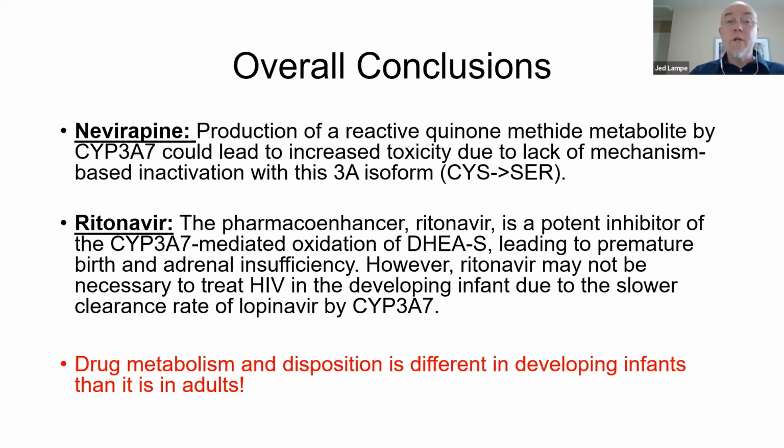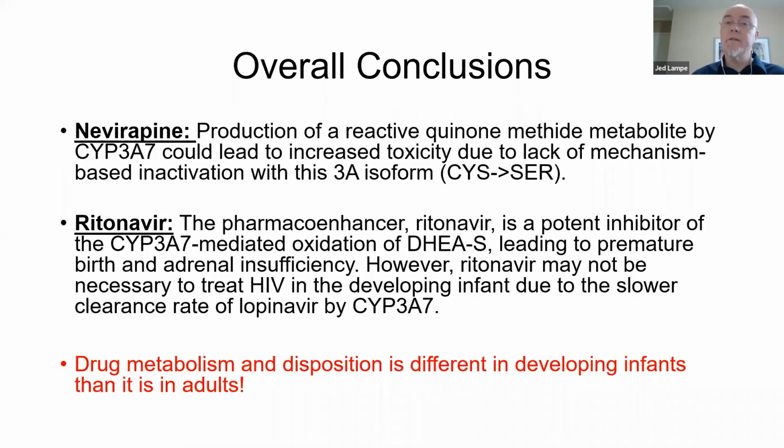Overall conclusions: nevirapine production of this reactive quinone methide metabolite by CYP3A7 could lead to increased toxicity due to lack of mechanism-based inactivation with this 3A isoform. It's rate limiting in the adult because you have that reactive cysteine residue that acts as a sink for the reactive metabolites, but you don't have that. You have the serine residue in CYP3A7, so you don't have inactivation. Over time, and keep in mind, if you're on an antiviral, you're on it for your life, right? So you have to maintain these high concentrations. Over time, you could be at increased risk of liver toxicity in the neonate.